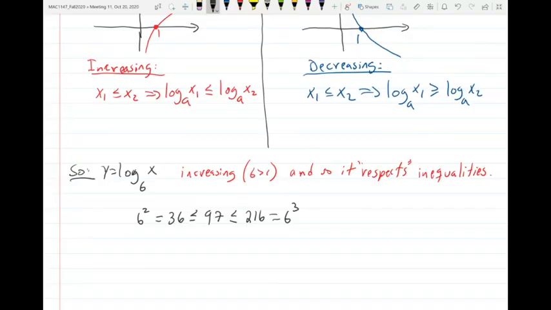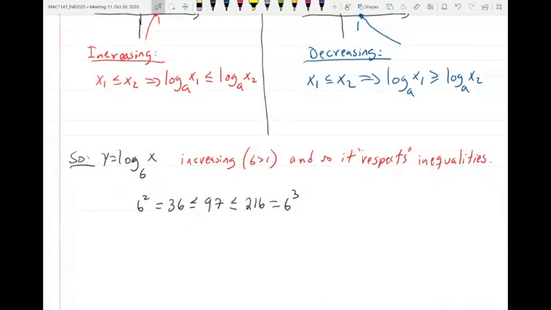You start trying. So 6 to the first is 6. Okay, that's too small. 6 squared is 36, right? And then when you do 6 cubed, you see that you get 216. Okay, 97 is between 6 squared and 6 cubed. Are you okay with this so far? All right, so now what are we going to do?